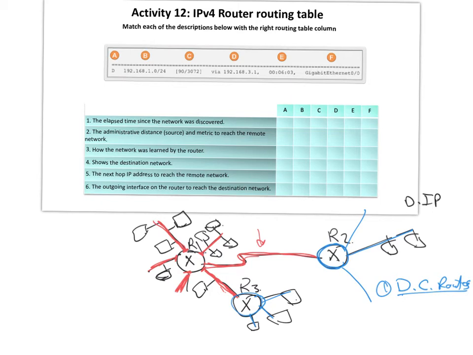Okay. Number 2, and this is the tricky one, is the remote routes. Router 1 does not know the blue routes by default. This is the problem now. Router 1 needs to learn about these blue routes.